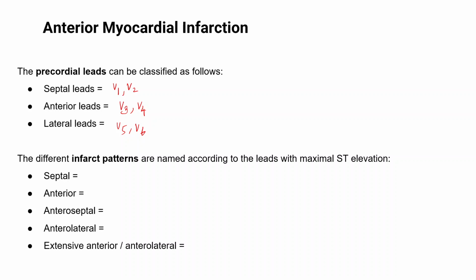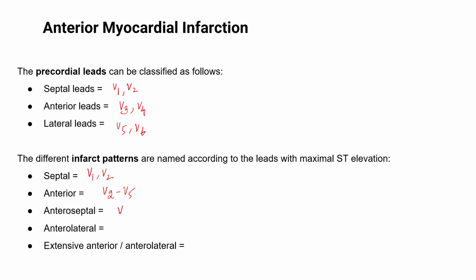Anyway, lateral leads also include I and aVL, but here I am writing only the precordial leads. Similarly, the different infarct patterns, how they are named. If only V1 and V2 are involved, you can tell it as septal MI. For anterior, it is usually taken as V2 to V5. If there is ST elevation in V2 to V5, you just name it as anterior MI.